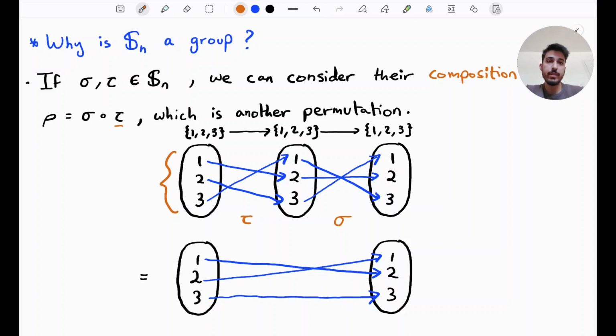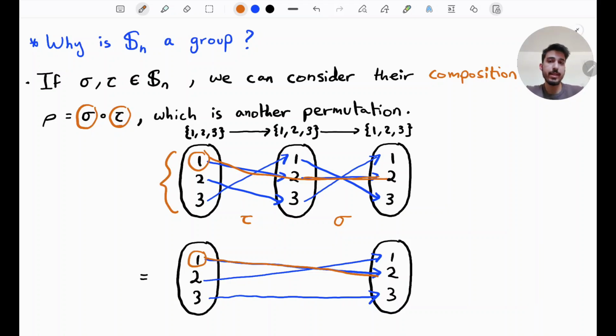So if we operate on this set 1, 2, 3, if we do tau, tau will send 1 to 2. But then if we perform sigma right after, it will send the resulting 2 to just 2. So if we combine the effects of tau and sigma on the element 1, we can see that 1 is ultimately sent to the element 2. So instead of sending it in 2 steps, we can send it in 1 step. 1 sent immediately to 2.